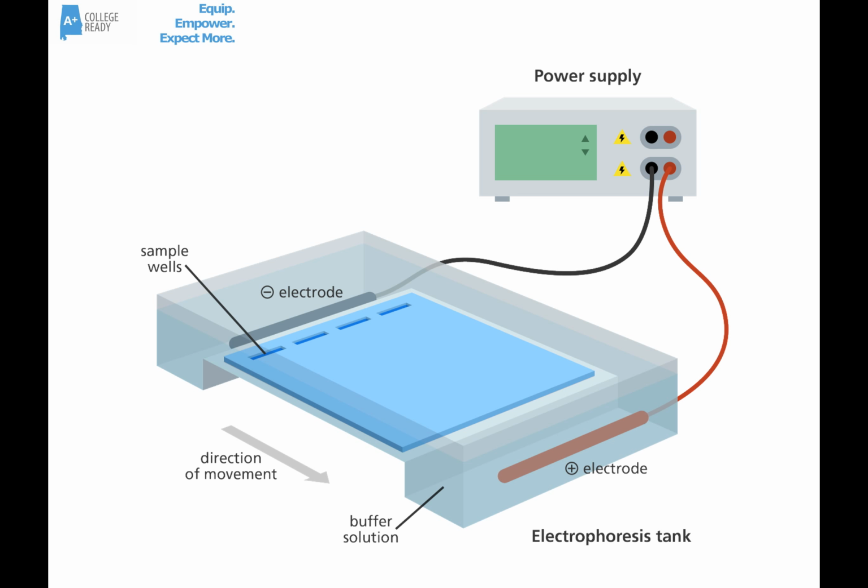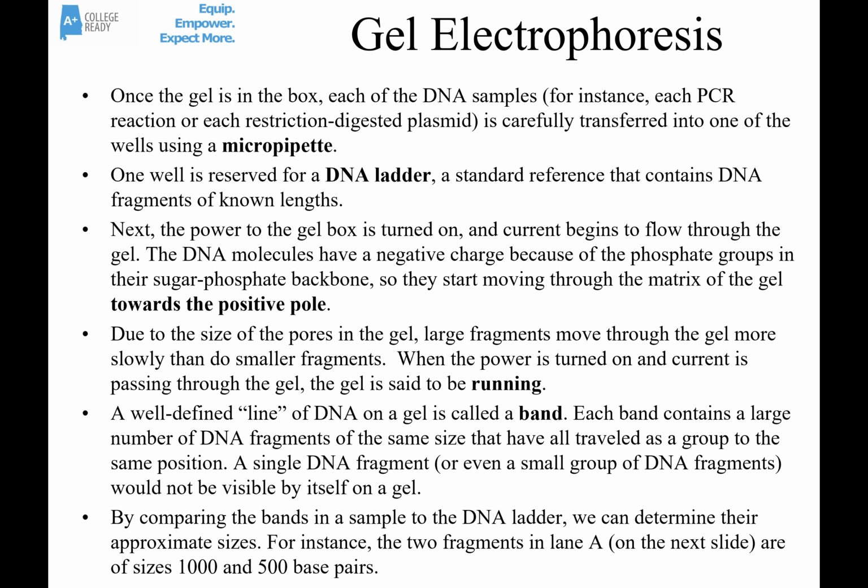And due to the size of the pores, the large fragments move a little more slowly than the small ones do. So as the gel is running, the fragments separate based on size. And we get these well-defined lines called bands. Each band is actually a large number of fragments of the same size. We wouldn't be able to see a single fragment. So we have lots of fragments of the same size in each band. So by comparing the bands in a sample to the ladder, we can determine their approximate sizes.